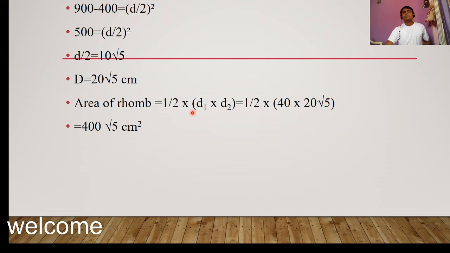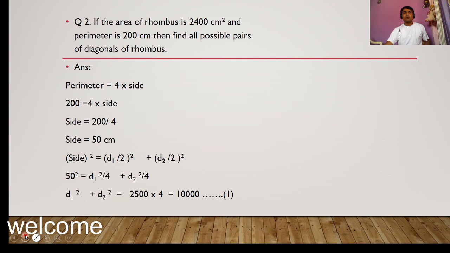And you know the area of the rhombus is 1 by 2 into the product of diagonal 1 into diagonal 2. 1 by 2, 40 into 20 root 5. Here the 2 gets cancelled, 20 into 20, that's 400 root 5 centimeter square is the area of the rhombus.